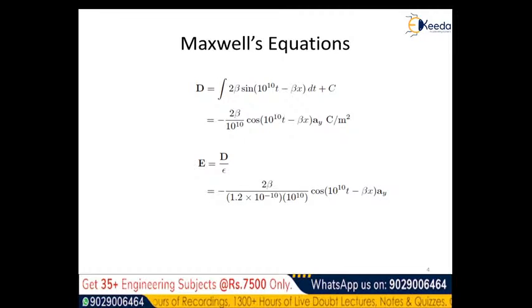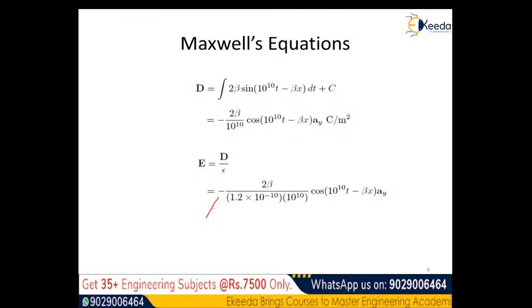So capital E in the next step will be equal to twice beta divided by 1.2 into 10 raised to the power minus 10, bracket completed, multiplied by 10 raised to the power 10. Further, this ratio is multiplied to the cosine of 10 raised to the power 10 t minus beta x into ay, and this is all with a negative sign here.